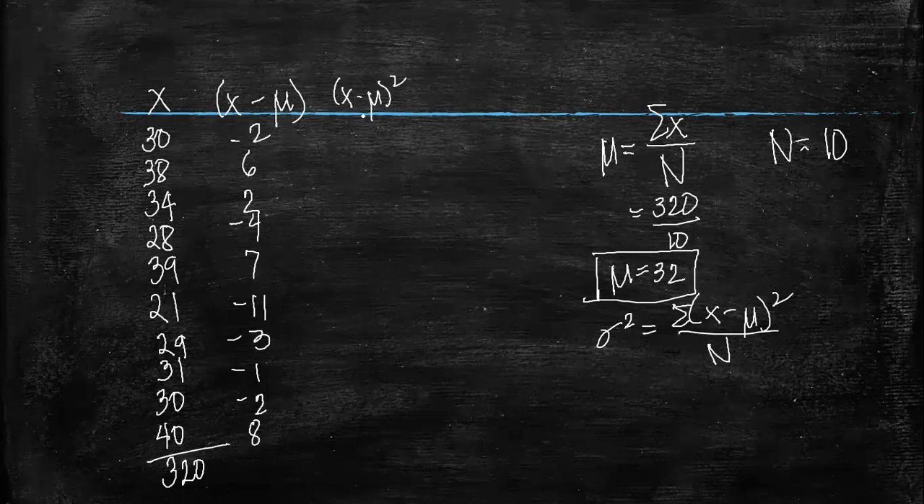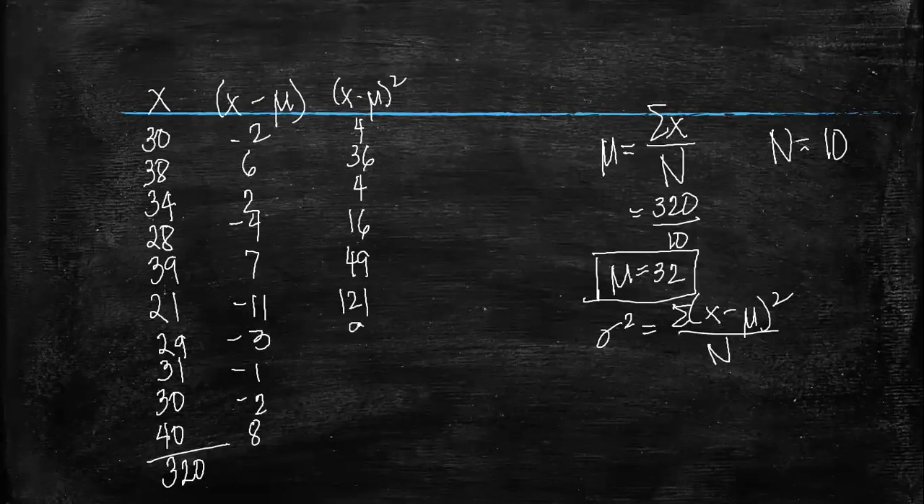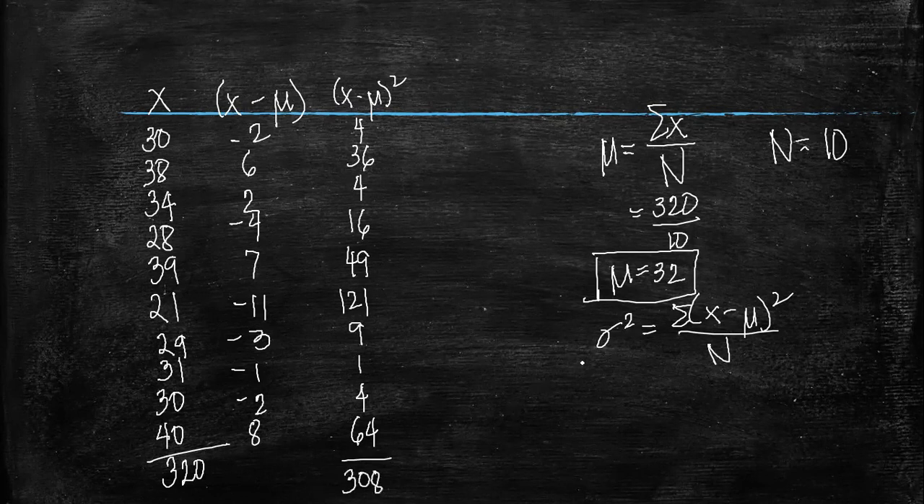I-squared lang natin to isa-isa. 4, 36, 4, 16, 49, 121, 9, 1, 4, and 64. Tama? Ayan. So, find the sum. Ilan yung sum nilang lahat? 308 po. Okay. 308.